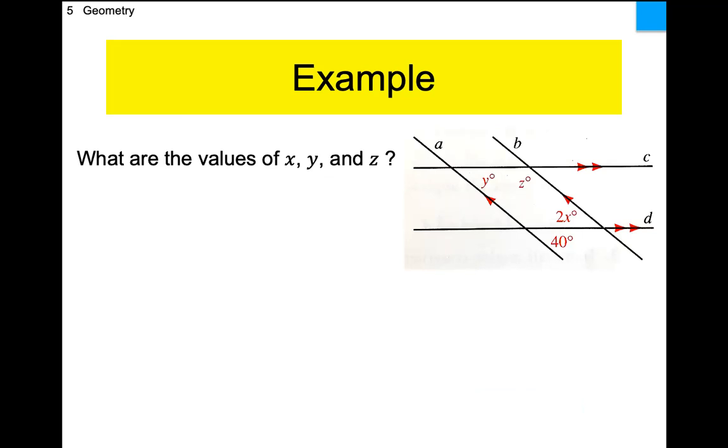Hey, this one's 40. How big is Y? Well, how do you know it's 40? Corresponding. If this one is 40, how big is Z? 140. Where are you getting that from? Say it. No, they're not straight. It forms a straight line. Turn your head to the right. Two parallel lines cut by a transversal. What's the relationship? Same side interior, they're supplementary.